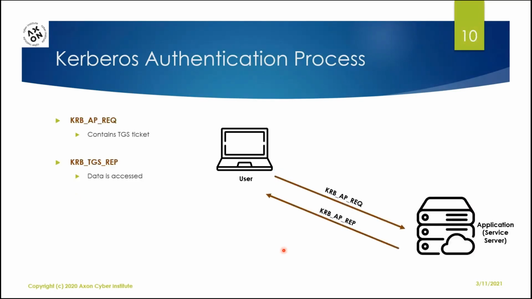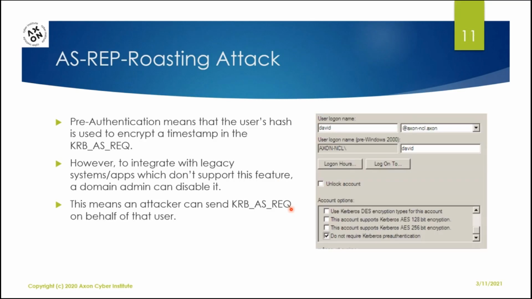Then finally, we have the application request and application reply. Application request and reply is where you go to the server or to the service that you want to access, and you say, here is the TGS that I have acquired, allow me access. It verifies everything, and then it gives you access to the resource you are trying to access. So what are the attacks?